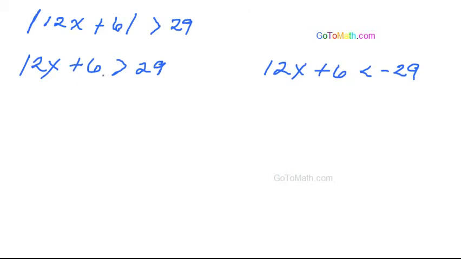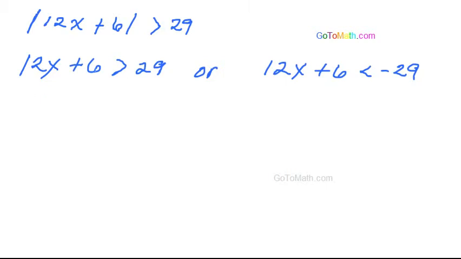We've got 12x plus 6 is greater than 29, or 12x plus 6 is less than negative 29. Now, of course, remember this is pointing to the right, so we need to think of the word or. R for right, pointing to the right.